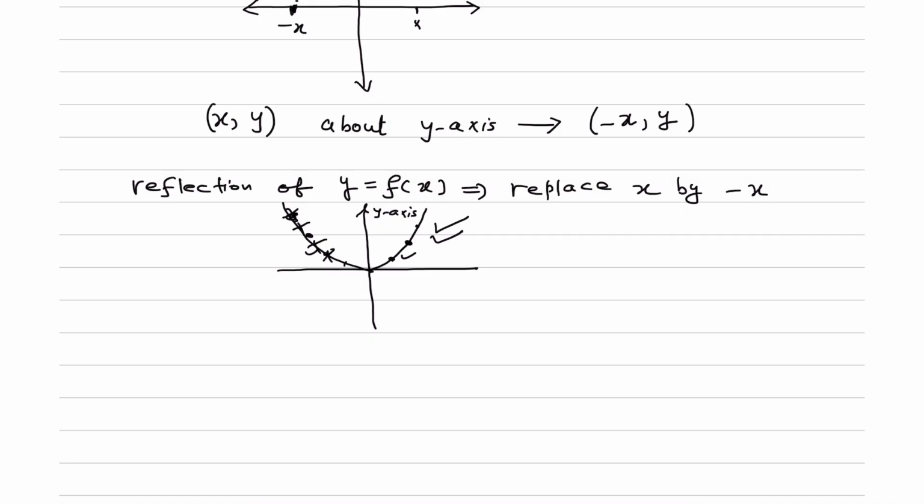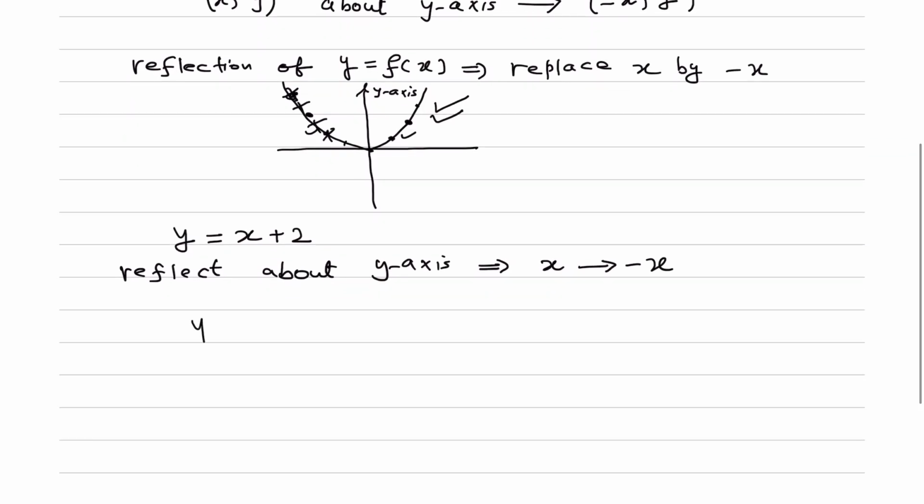So let's look at a curve y equal to x plus 2, and if we have to reflect it about y-axis, we know the rule that we will have to replace x by minus x. If it is so, in this curve we will change x to minus x plus 2. So this graph is the reflection of this graph about y-axis.